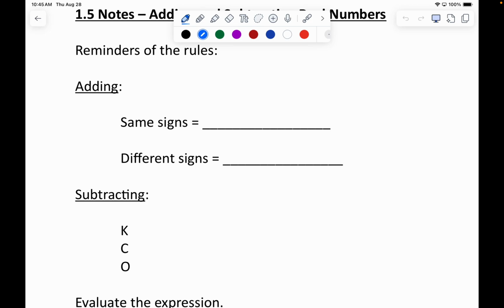So for adding, we have two things. If the numbers have the same signs, if they're both positive, if they're both negative, we add normally. We just add both numbers together like we normally would, and then we just put that sign on the answer. So both positive means positive answer, both negative means that we'll have a negative answer as well when we're adding. If we have different signs, we will subtract.